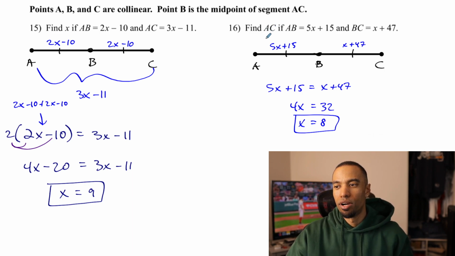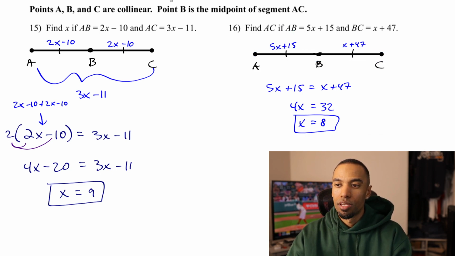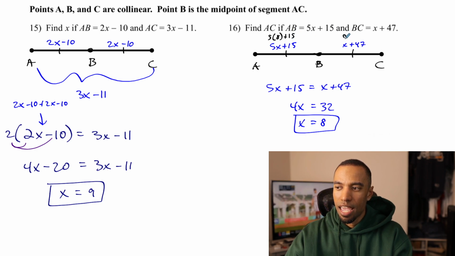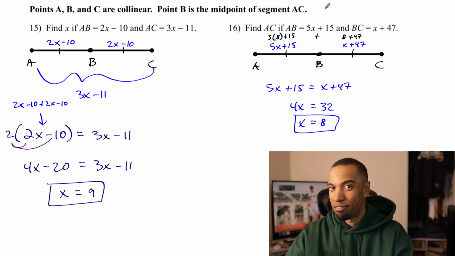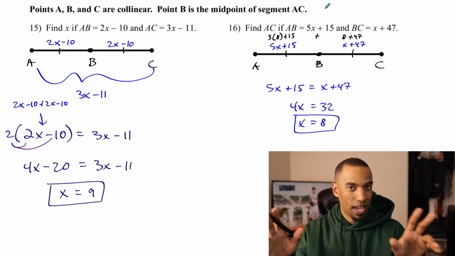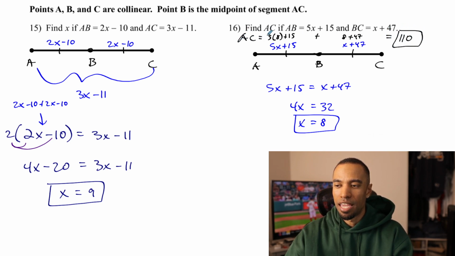Substitute 8 in, now they want AC. AC is the entire thing. Where do I substitute it? I could substitute it into both. 5 times 8 plus 15 and 8 plus 47, and add those both together. Now 8 plus 47 is 55. This should also be 55. They were the same after all, but I do have to add them both. 5 times 8 is 40, plus 15 is indeed 55. 55 plus 55 is 110. That is the length of AC.